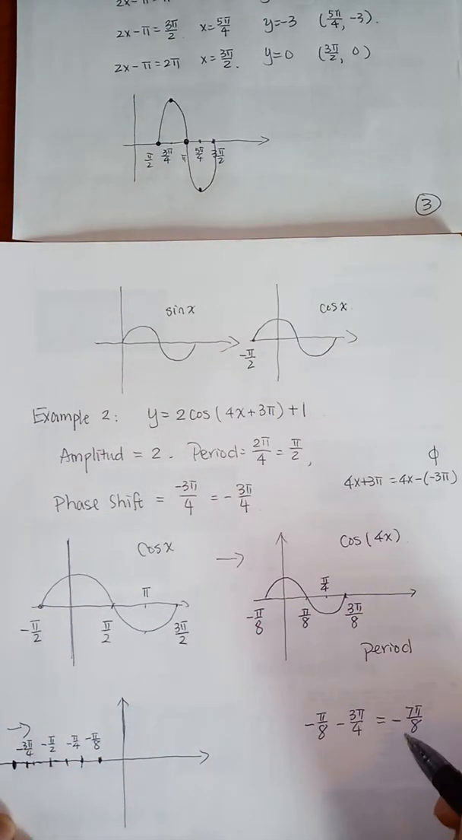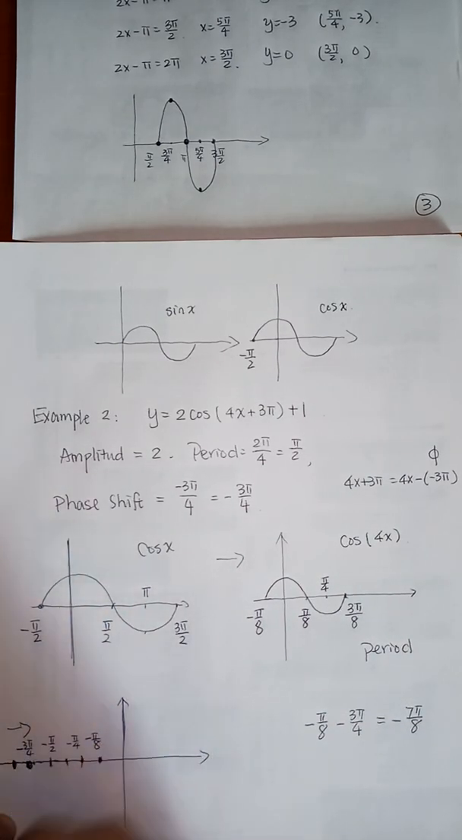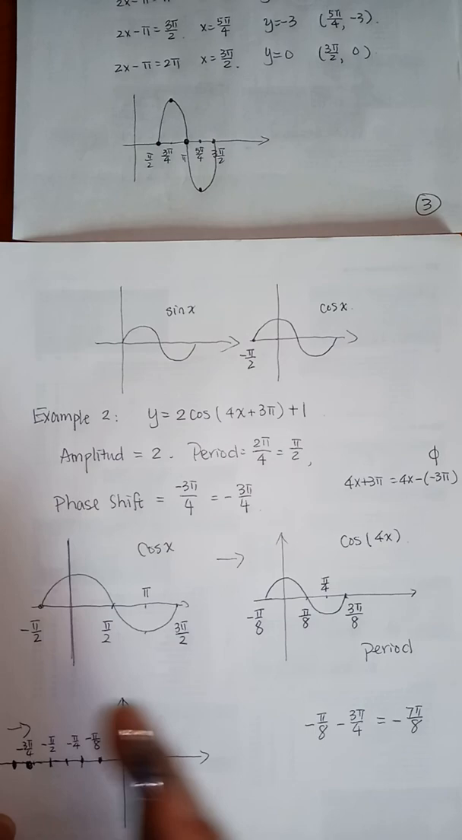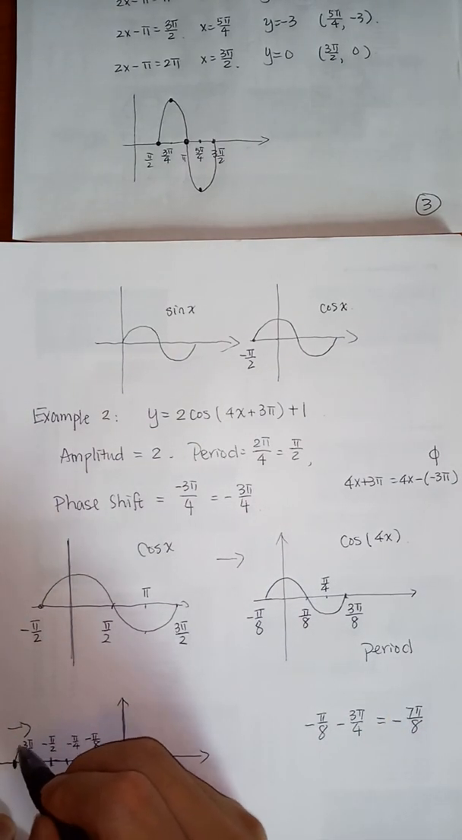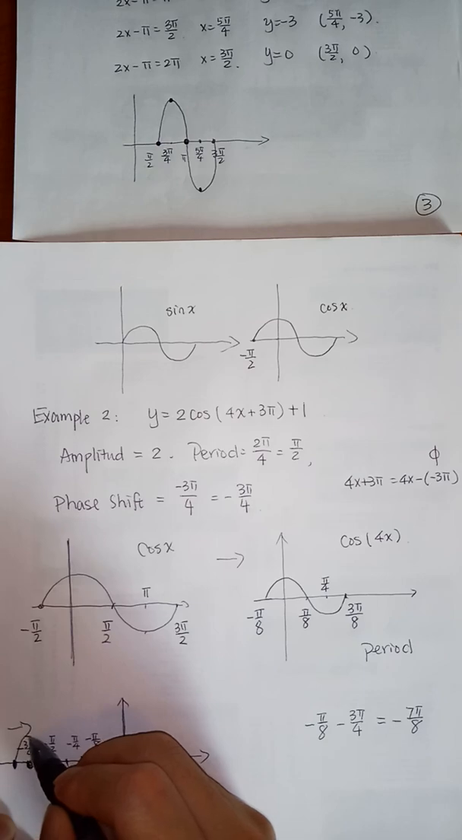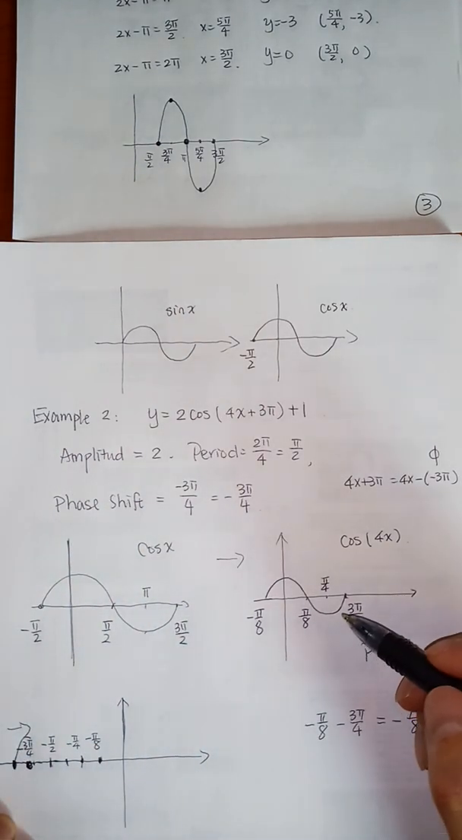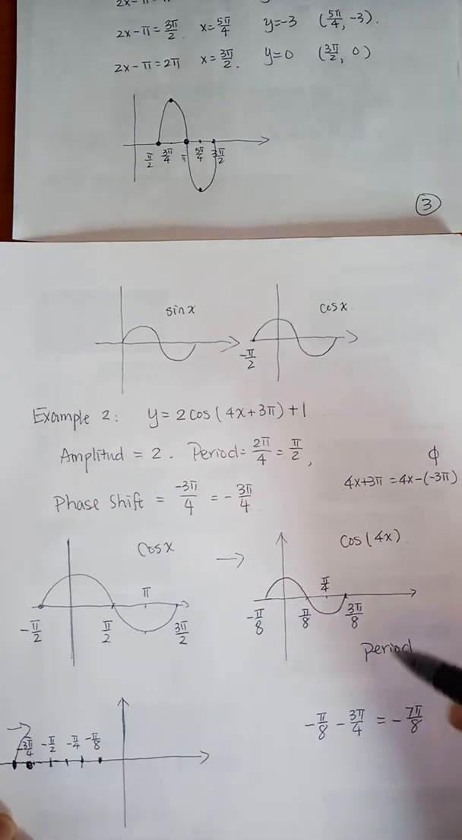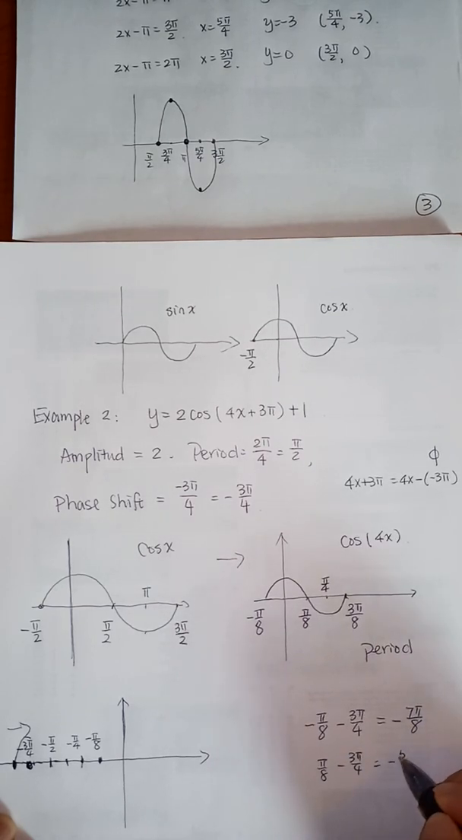And 0 corresponds to negative pi over 4. 0 is here. And all these numbers will be shifted by negative 3 pi over 4. So it will be like this. This point, pi over 8 minus 3 pi over 4, is negative 5 pi over 8.